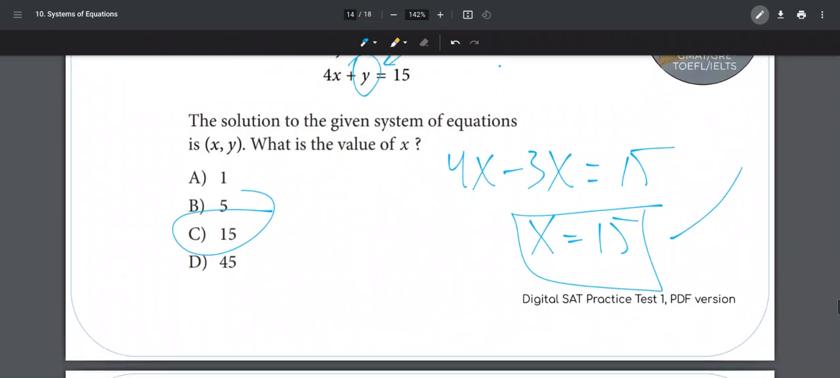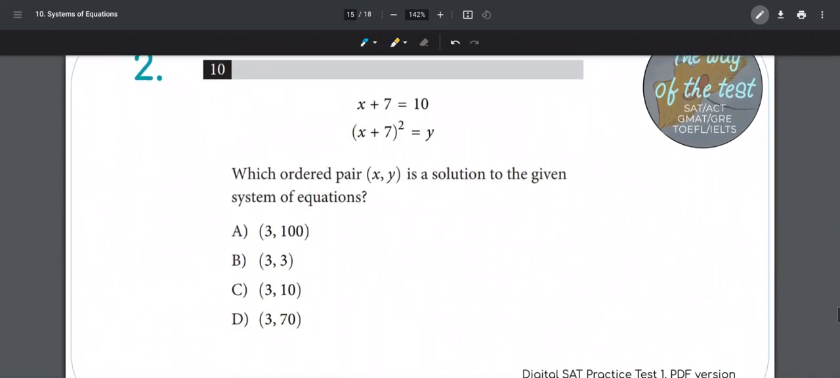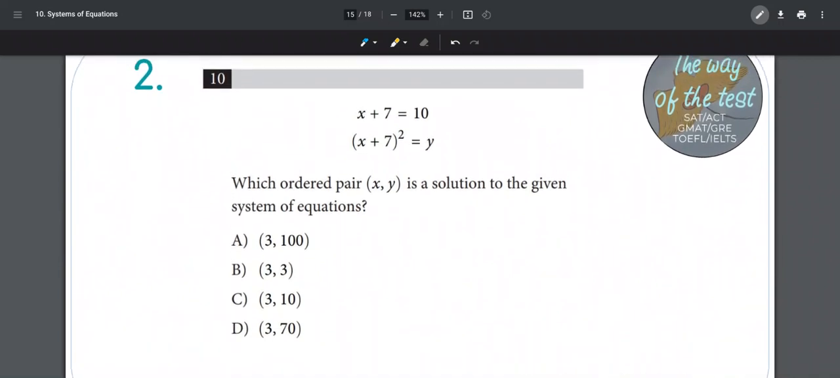Okay, we're going to go to number 2. Pause the video right now. Solve this, write down the answer, and we're going to check. Okay, which ordered pair is a solution to the given system of equations? So they give us a system of equations here. We can expand on the system of equations.